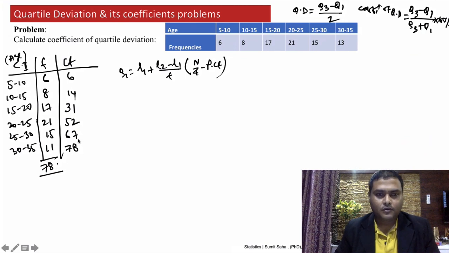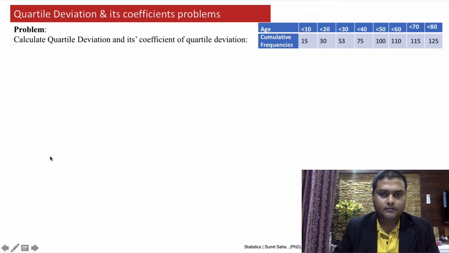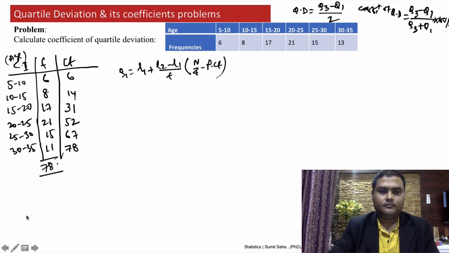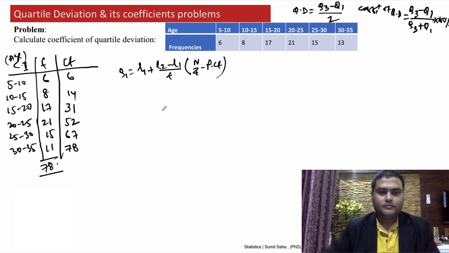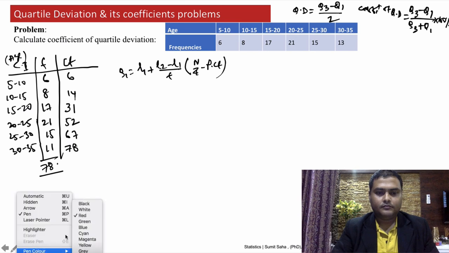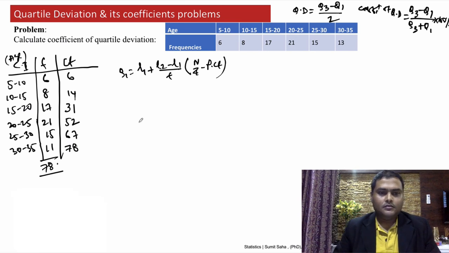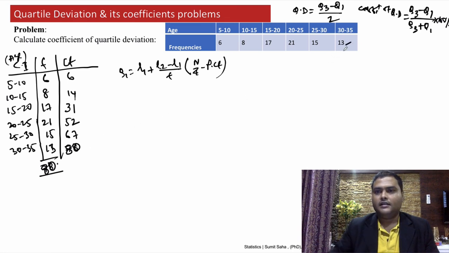I have made a small mistake here, and we need to make a small correction. This is not 11, this is 13. So the total is 80, because this is 13. Okay, we made a mistake.